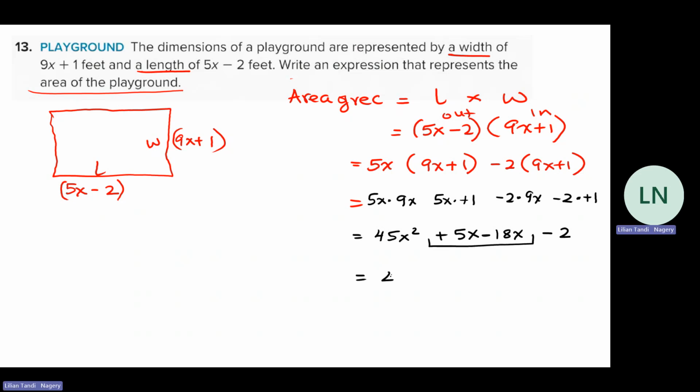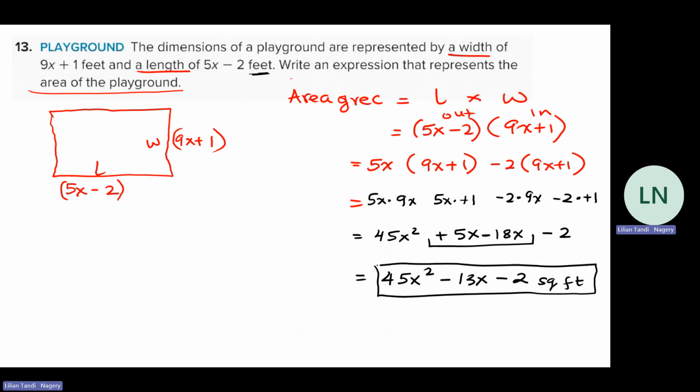Your answer is 45x squared minus 13x minus 2. And your answer is in square feet. The question gave you feet. So there is the expression. Okay.